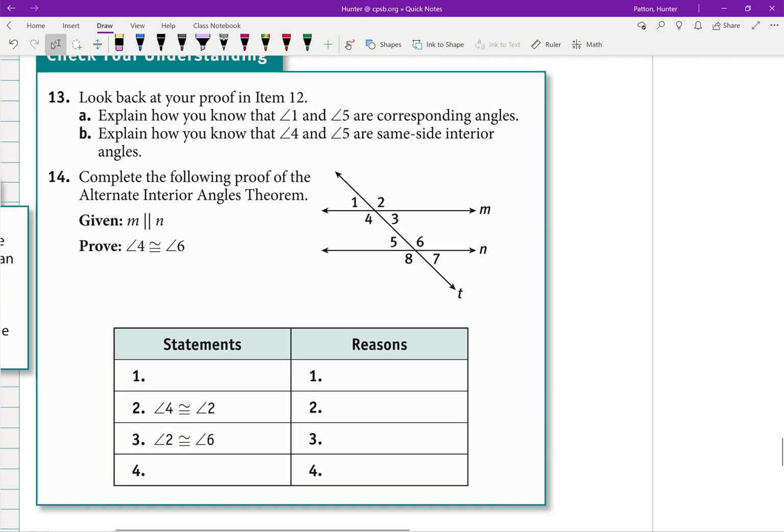So they're corresponding angles because they're on the same side of the transversal. One's on the outside and one is on the inside. So same side of transversal. Angle 1 is on outside of two lines. Angle 5 is on inside. They are, excuse my handwriting, they are non-adjacent.